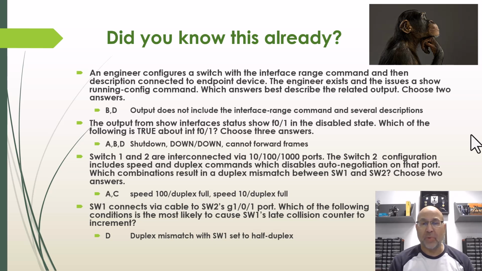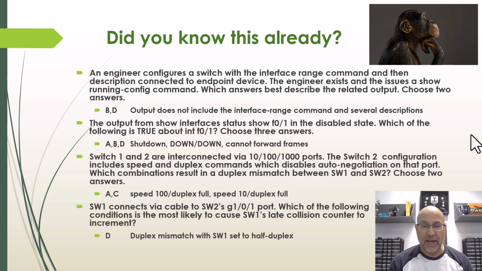The output from show interface status shows f0/1 in the disabled state. Which of the following is true about int f0/1? Choose three answers. Well, if it's disabled, then it's shut down. So that's what happens. We'll see what that looks like. The interface and the protocol will be down, and then you cannot use that port to forward frames.